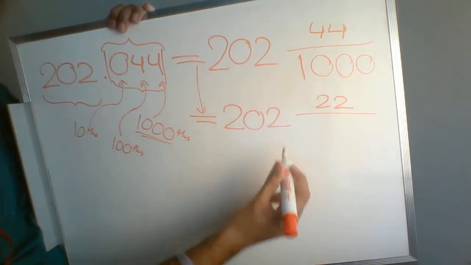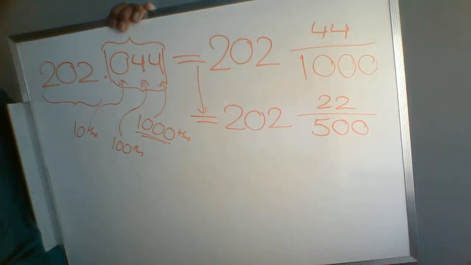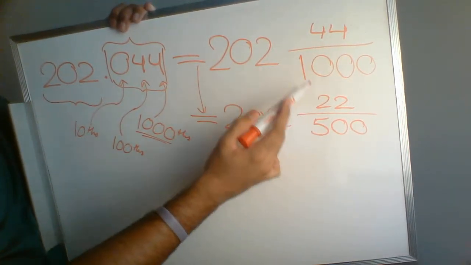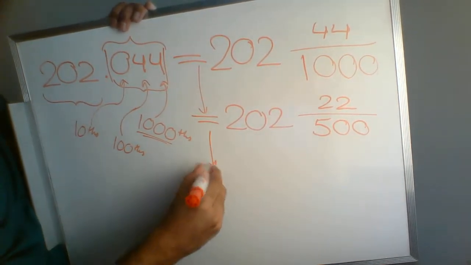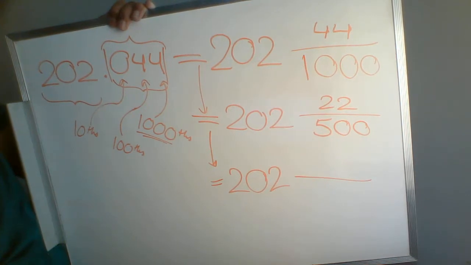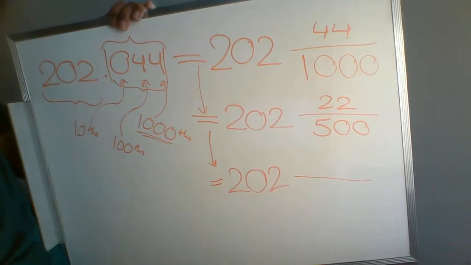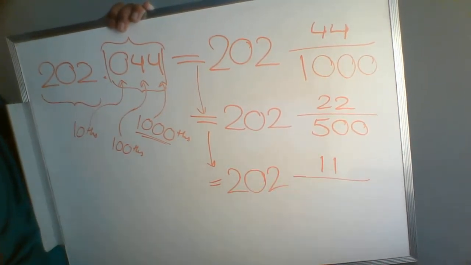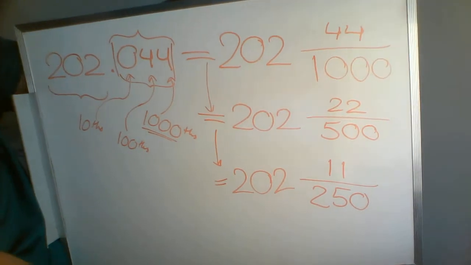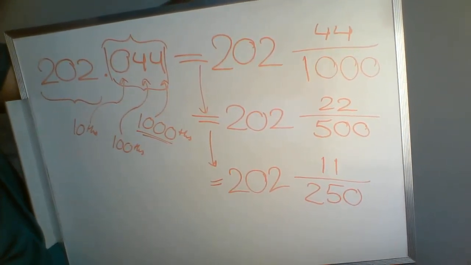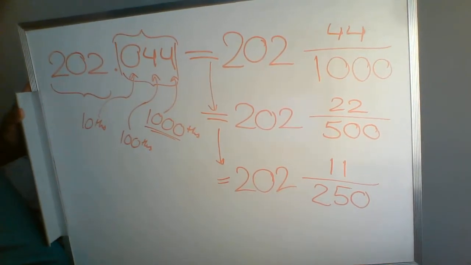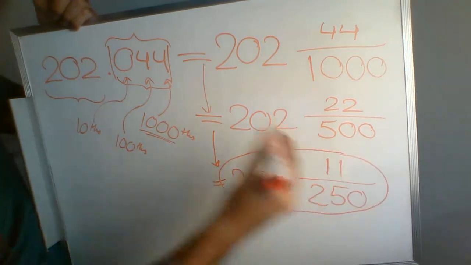So let's divide them by 2. And so that numerator is going to become a 22, and our denominator is going to become 500 instead of 1,000. So we've divided both that numerator 44 and a denominator of 1,000 by 2. So 44 divided by 2 gives us 22, and 1,000 divided by 2 gives us 500. Now, those are both still even numbers, so that means that we can reduce them again. So we can divide both of those by 2 one more time. 22 divided by 2 gives us 11 on top, and on the bottom, 500 divided by 2 gives us 250. Now 11 is a prime number, and it doesn't look like 250 is divisible by 11, so chances are we can't reduce any more than this. So your final answer would be 202 and 11 over 250.